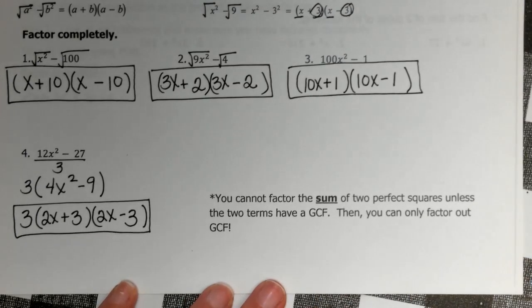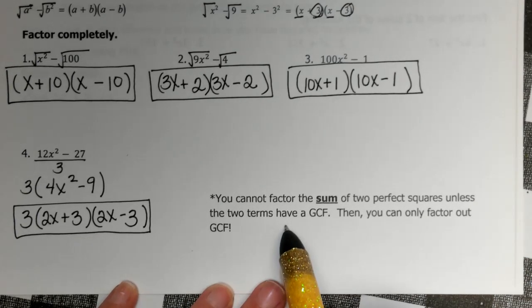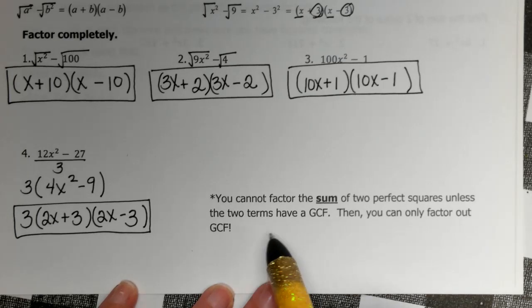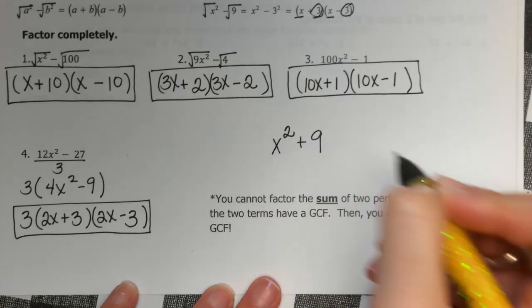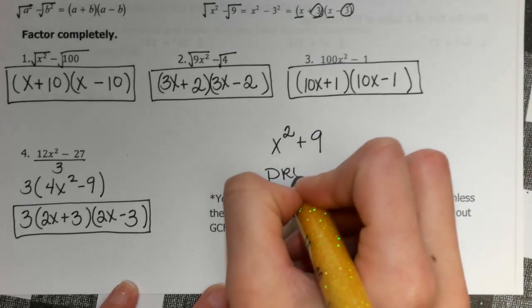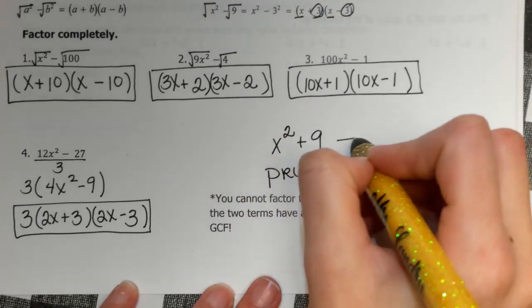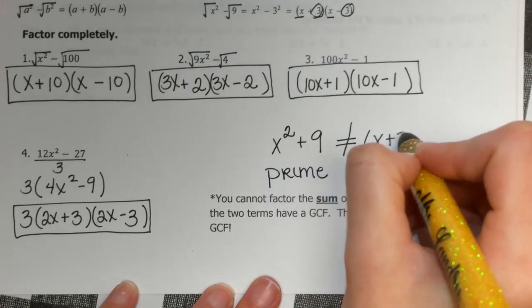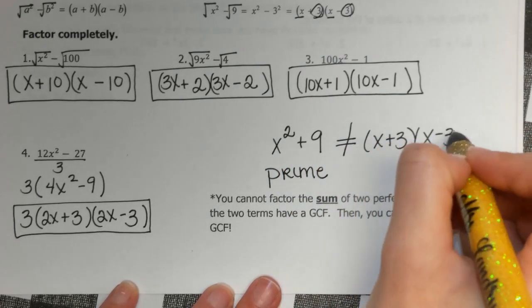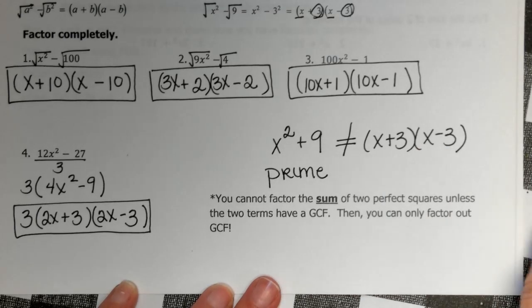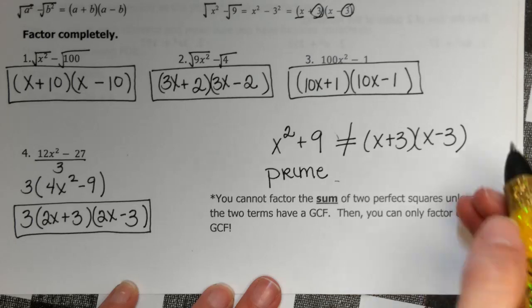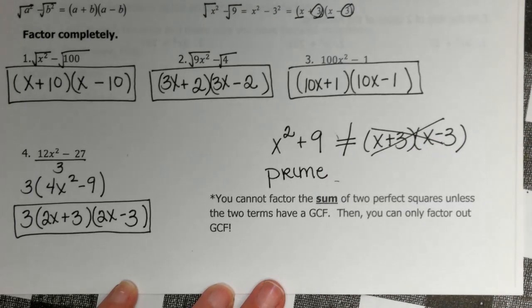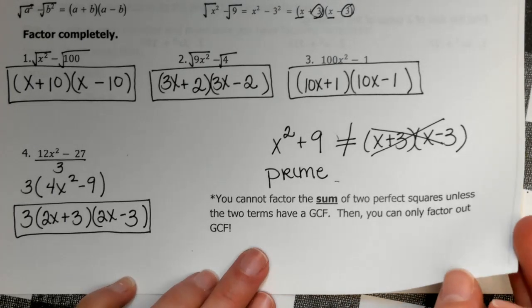Now, y'all are all flipping, but we haven't even talked about this part. You cannot factor the sum of 2 squares. So if I have x squared plus 9, that is considered to be prime. That does not equal x plus 3, x minus 3. You cannot factor that. So it would just be prime. You would leave it as is. That's something you need to know. That's why you only have the difference of 2 squares.